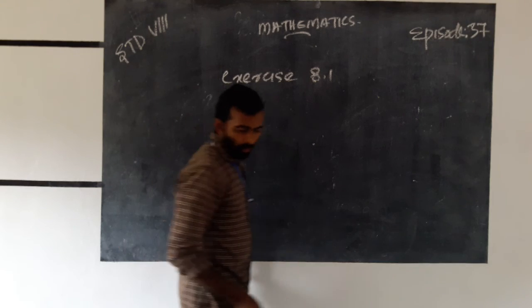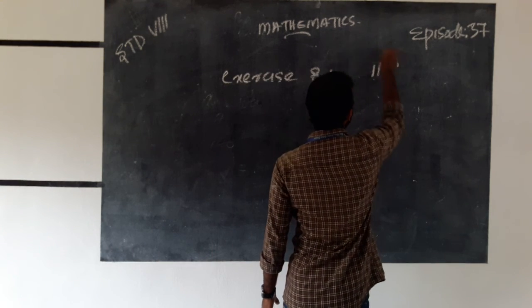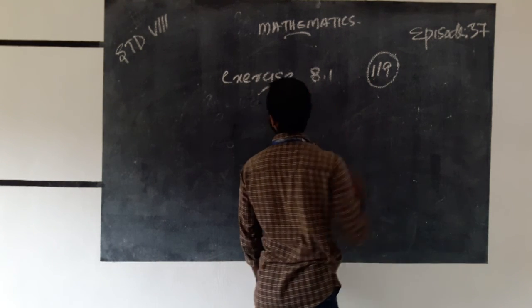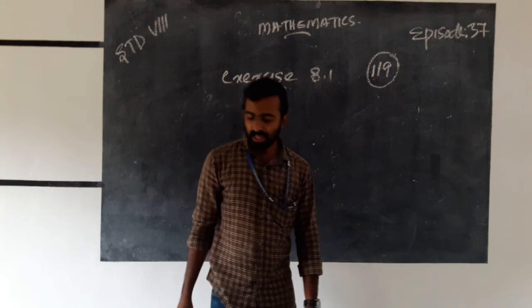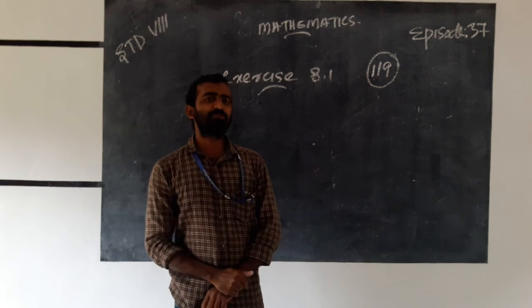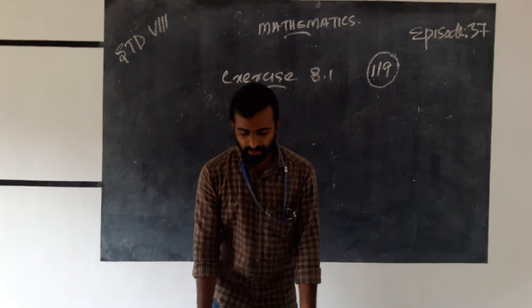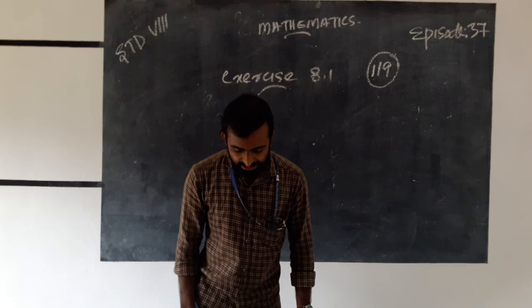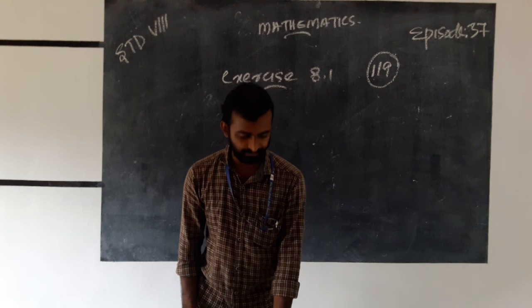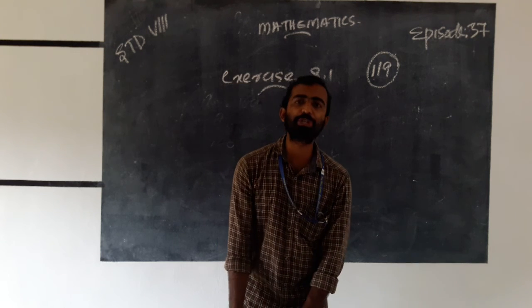page number 109. What is the first question? The first question is: find the ratio of the following. We want to find the ratios.